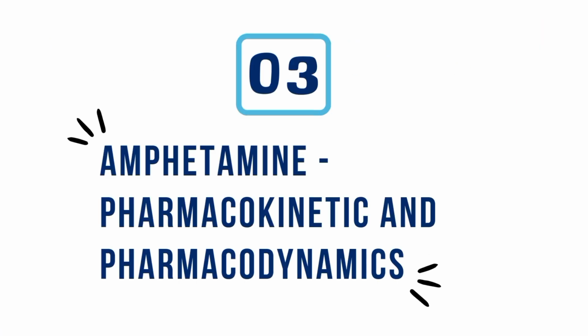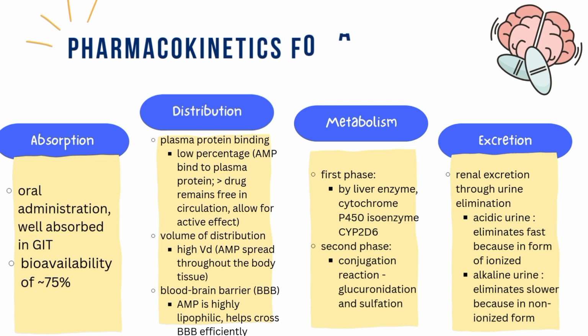Okay, for the pharmacokinetics and pharmacodynamics of amphetamine, we will see pharmacokinetics first. Pharmacokinetics, as I explained just now, has four steps, which are absorption, distribution, metabolism, and excretion. For absorption, amphetamine is given through oral administration. It is well absorbed in the gastrointestinal tract, and the bioavailability is around 70%.